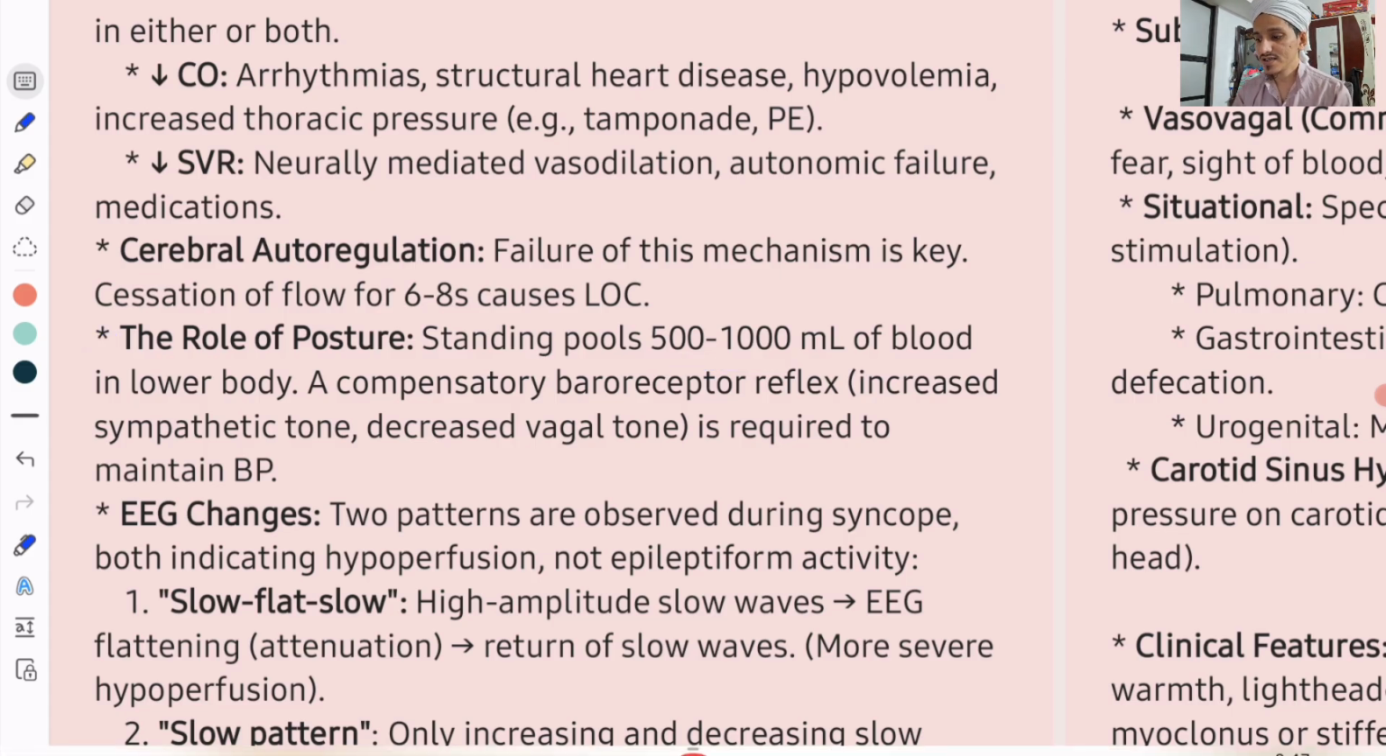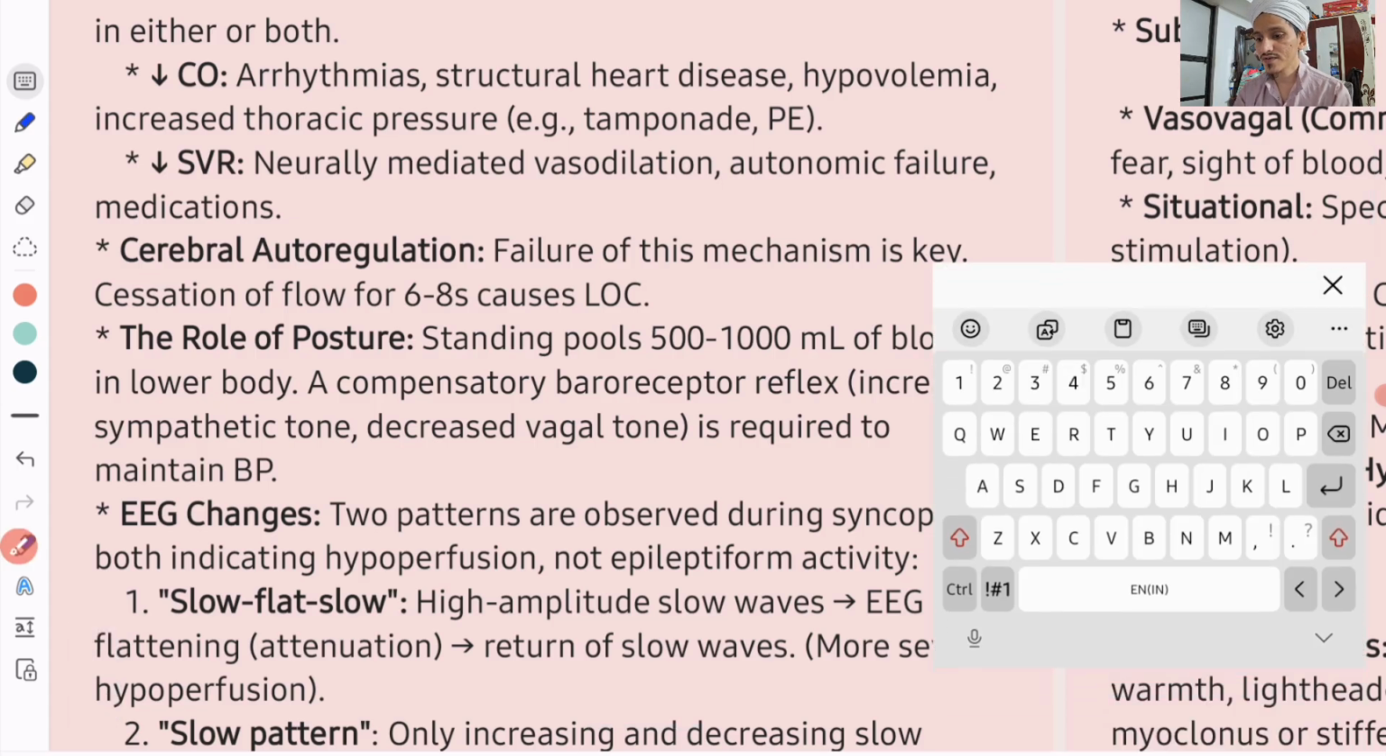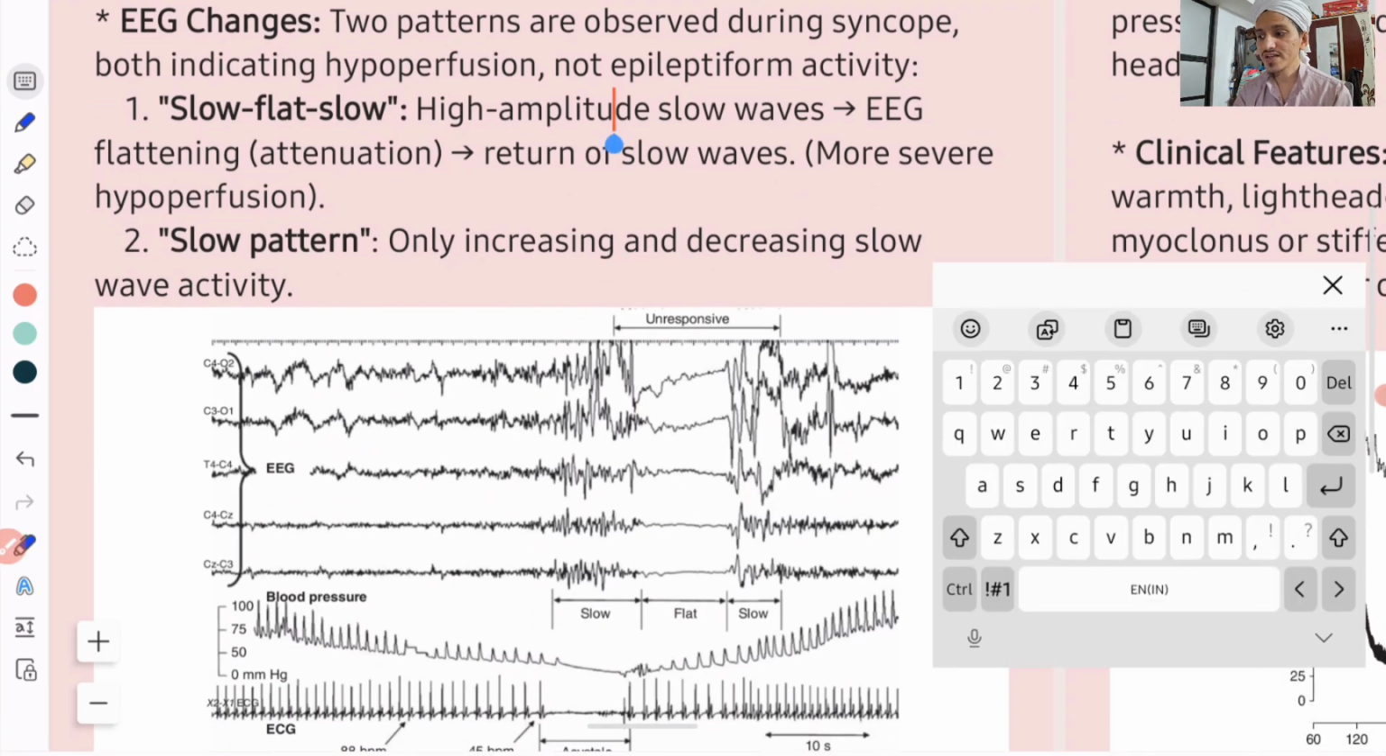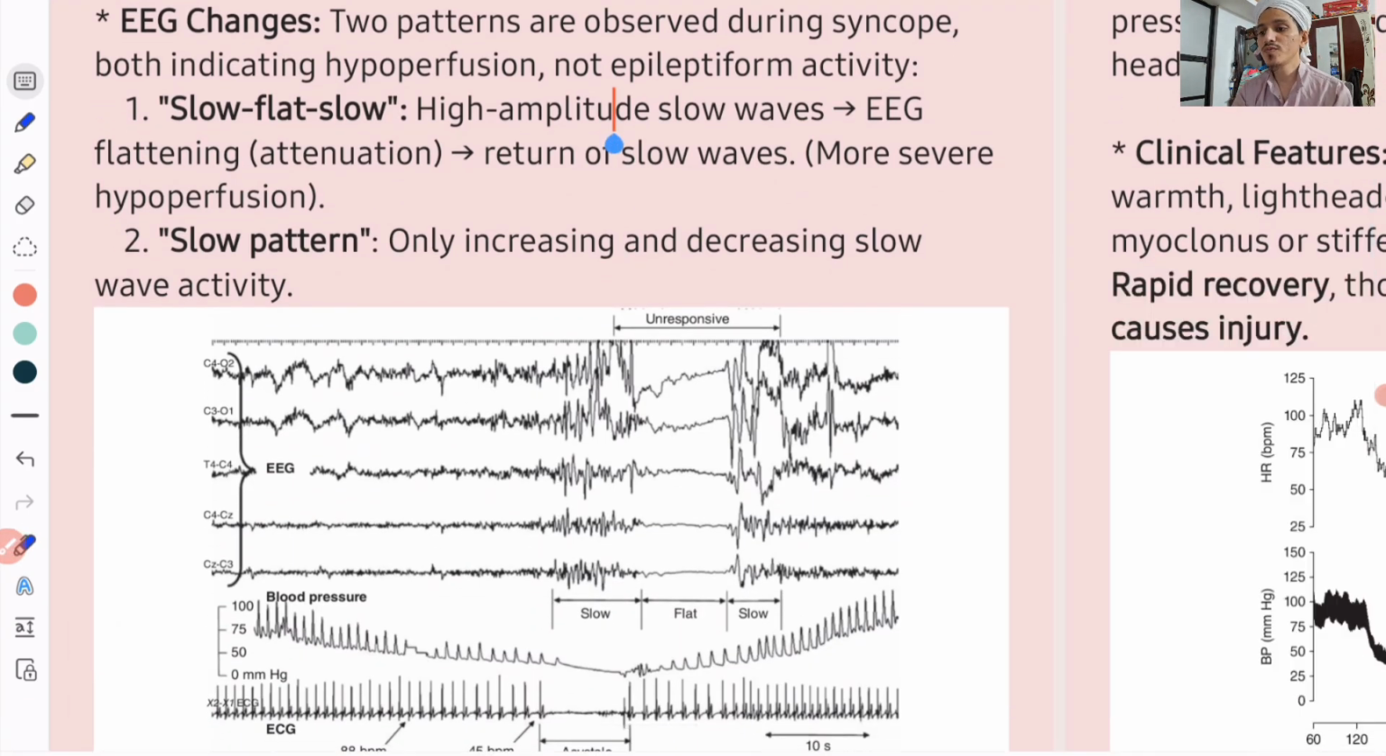So what are the EEG changes? The electroencephalographic changes you see in cases of syncope, to differentiate it from seizures. Two patterns are observed during syncope, indicating hypoperfusion but not epileptiform activity. One is the slow-flat-slow pattern, second is the slow pattern. Slow-flat-slow pattern is, first there will be high amplitude slow waves, then EEG flattening, attenuation, and then returning of the slow waves, more severe in hypoperfusion.